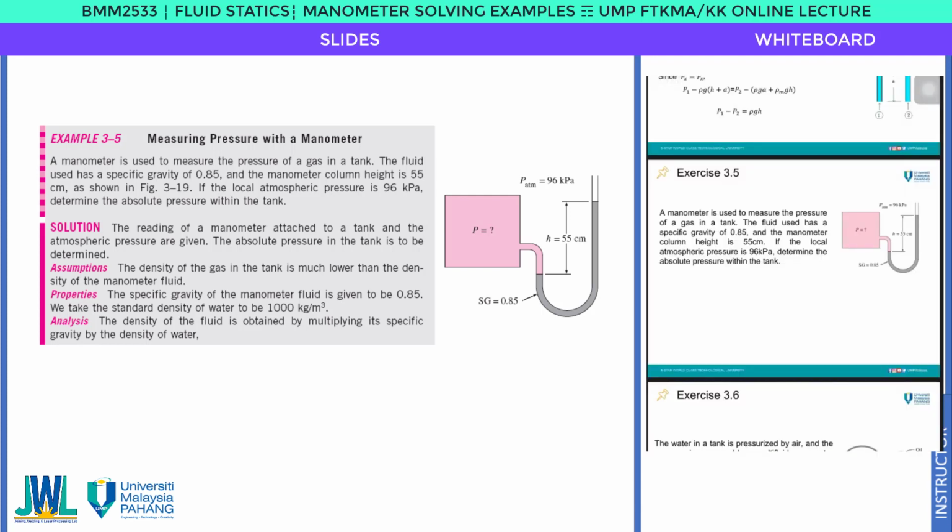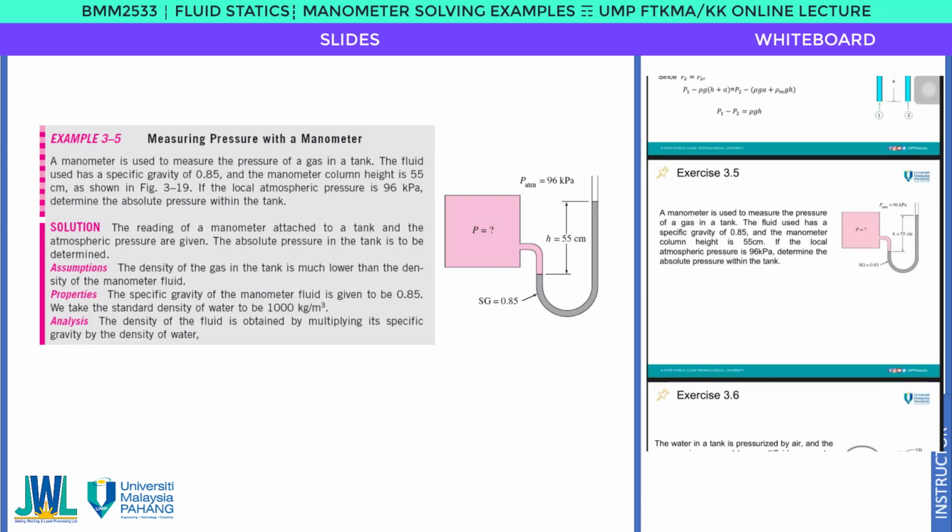So we have got a manometer. A manometer is used to measure the pressure of a gas in a tank. So we have got this pink color tank, and in this tank we have got a gas pressure inside, and obviously that gas pressure is going to push the manometer fluid downwards on the left hand side, and on the right hand side the fluid will move upwards.